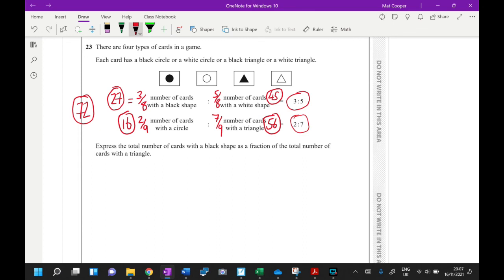I want to know the total number of cards with a black shape. Well, in my thing, that's 27. As a fraction of the total number of cards with a triangle, 56. Quick check, can I cancel it down? No, I can't. That's my answer. Now, whatever number of cards I chose, I would have ended up with the same fraction. Because I chose the first number in the 8 and the 9 times table, I didn't have to cancel my fraction down. Well done to those of you who had a go at that one.